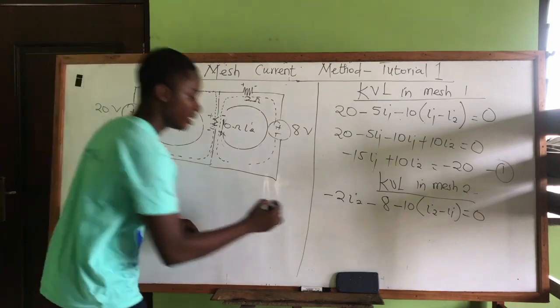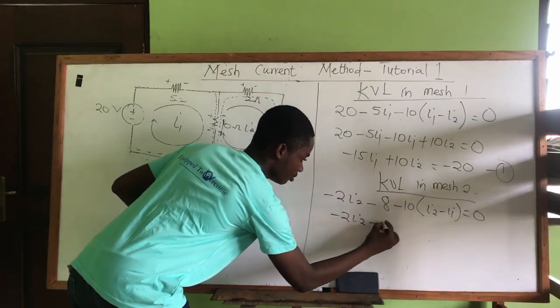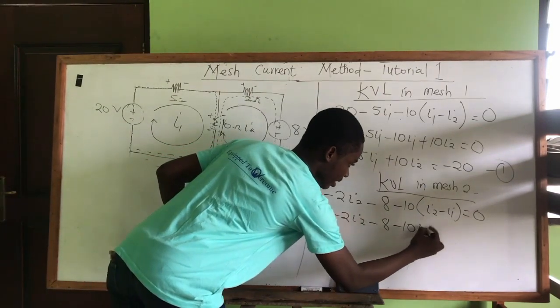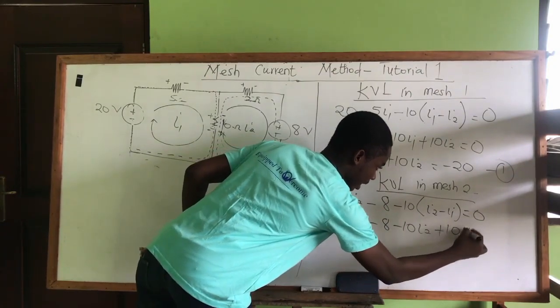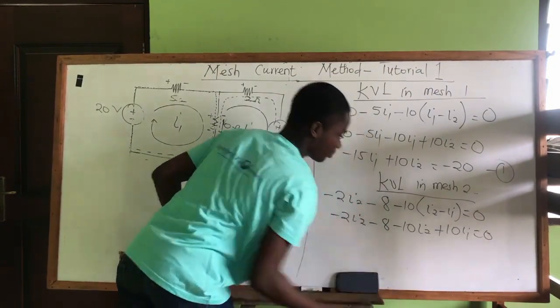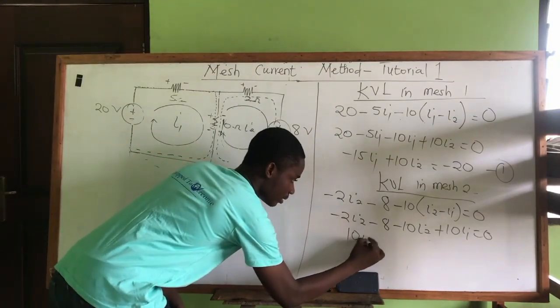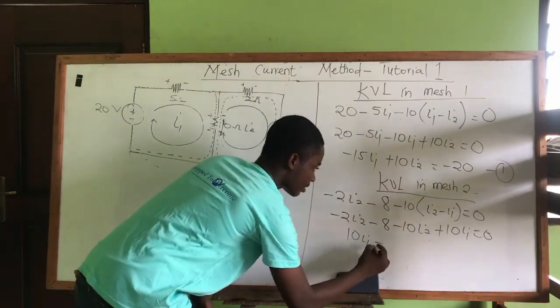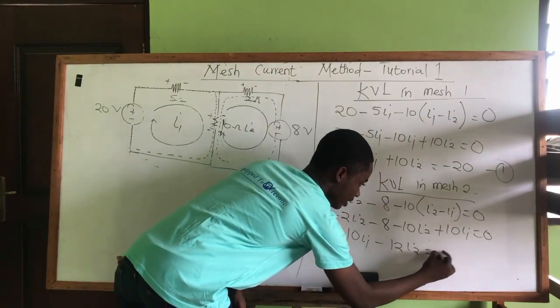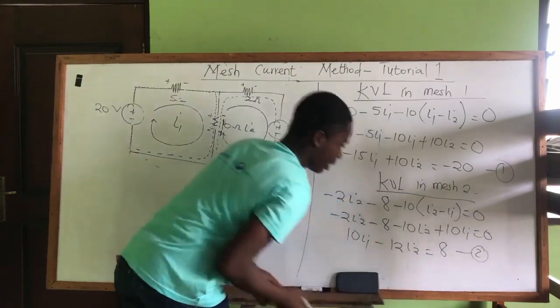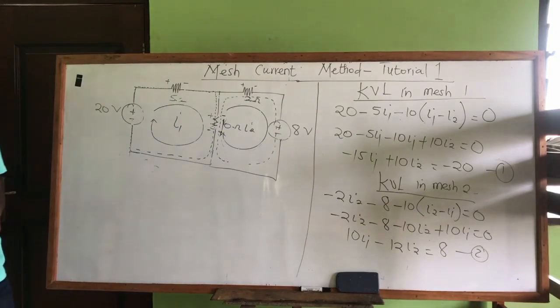So we can now expand. We have minus 2 I2 minus 8 minus 10 I2 plus 10 I1 giving us 0. So let's group our variables. We have 10 I1 minus 12 I2 giving us 8. And that is our second equation.